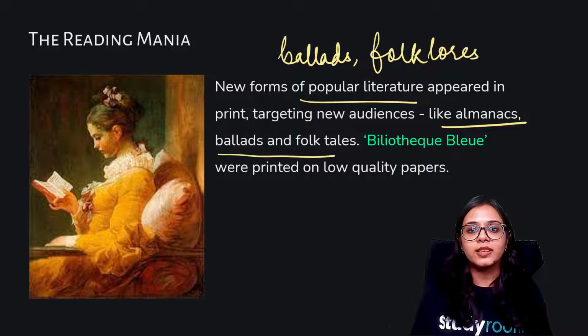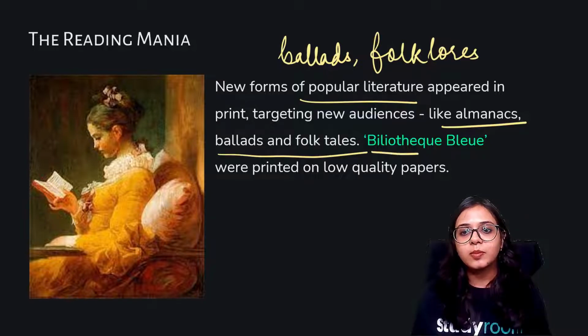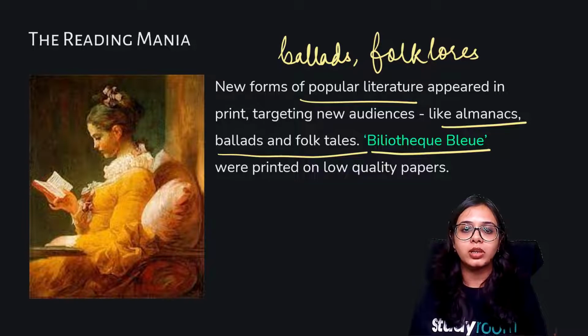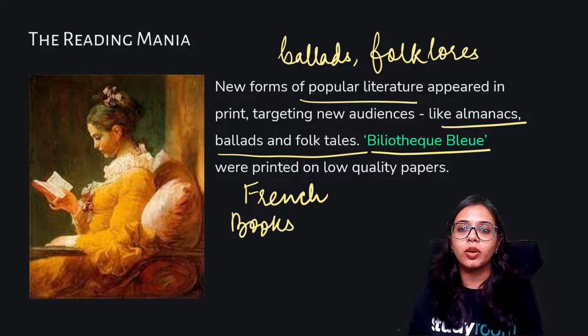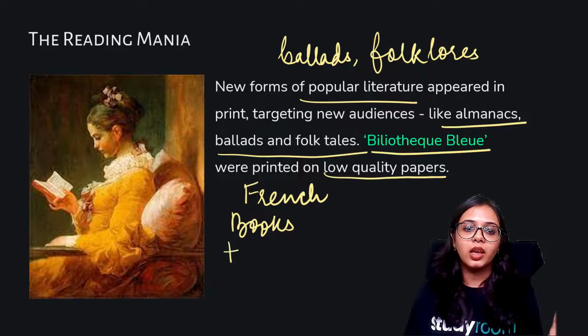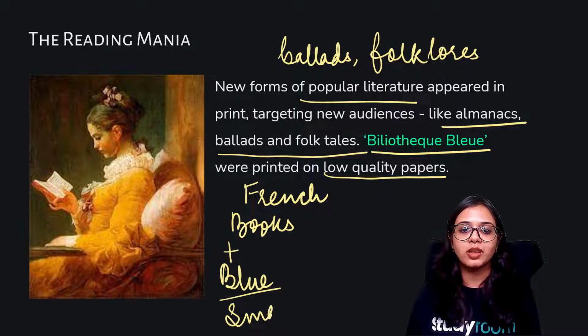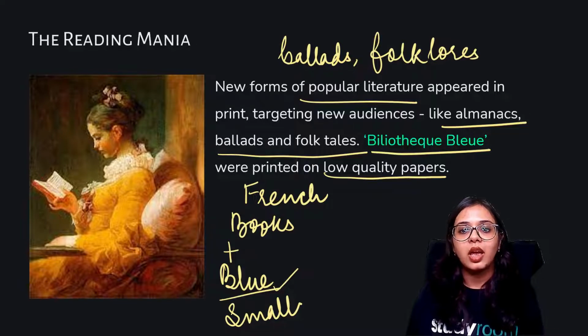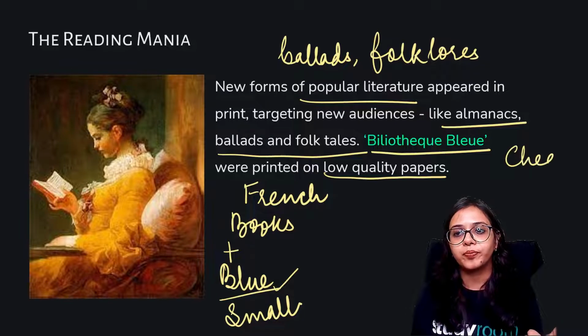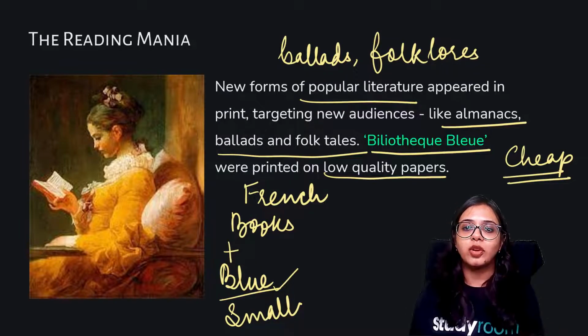Ballads and folk tales, as we have already seen, and this is a Bibliothèque Bleue. This is a French book. These French books were printed on low quality paper, plus the covers of those books were blue. One of the qualities of these books is that they were very small, the covers were blue in color, and they were printed on very low quality paper, so they were very cheap. So this is a French book, Bibliothèque Bleue.